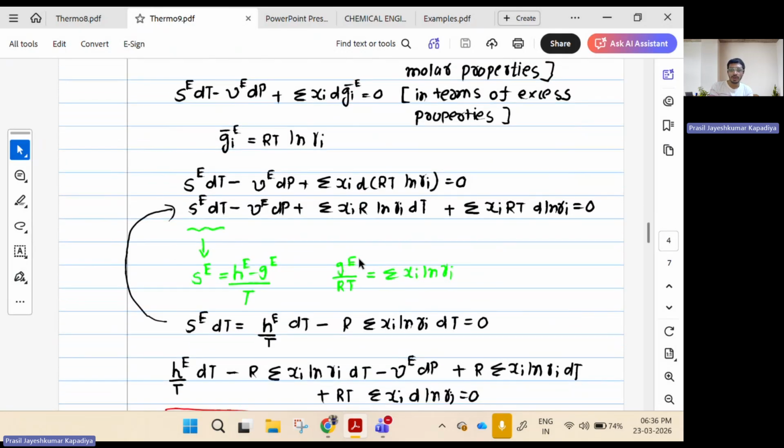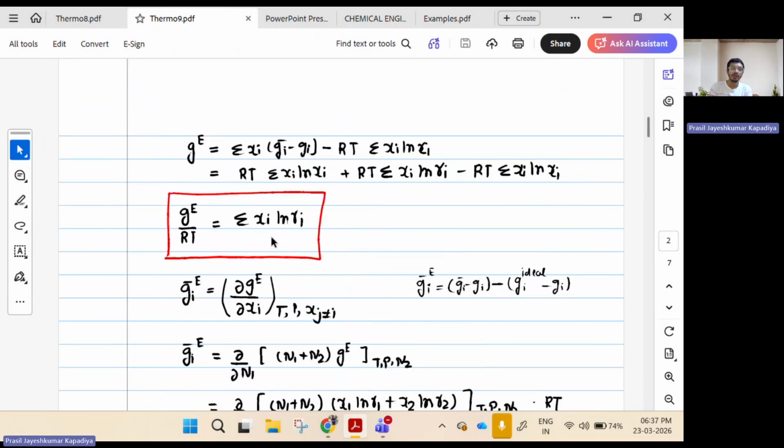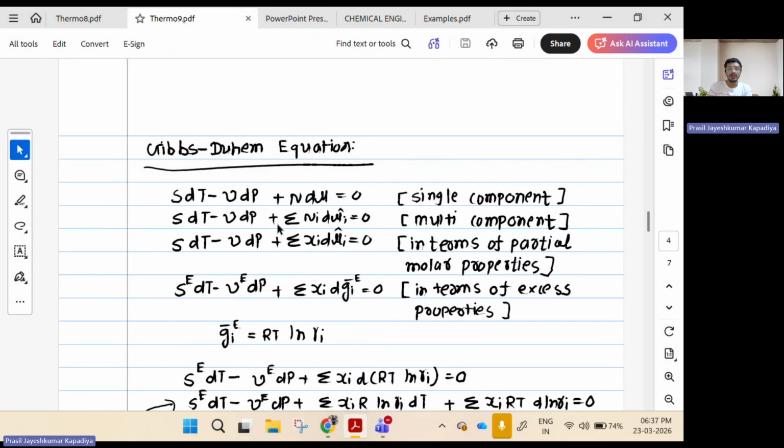Okay, so this is my Gibbs-Duhem equation. Now let's try to simplify it. What can I write? I can write that SE is equal to HE minus GE divided by T. Correct? And GE divided by RT is nothing but summation of Xi ln gamma i. Correct? GE by RT is equal to summation of Xi into ln gamma i.